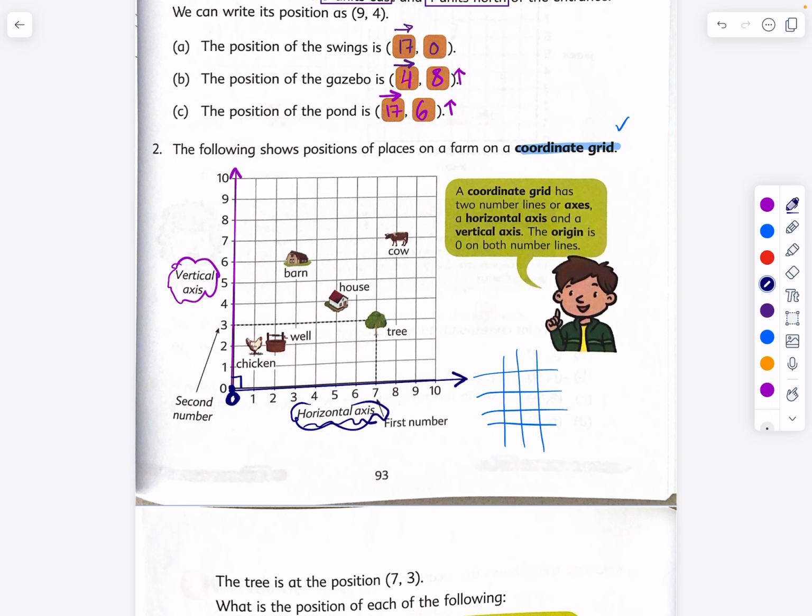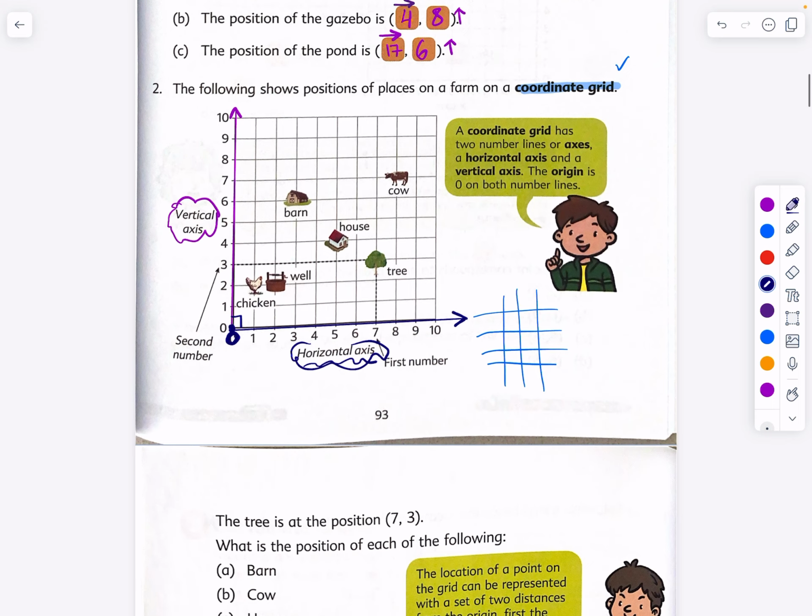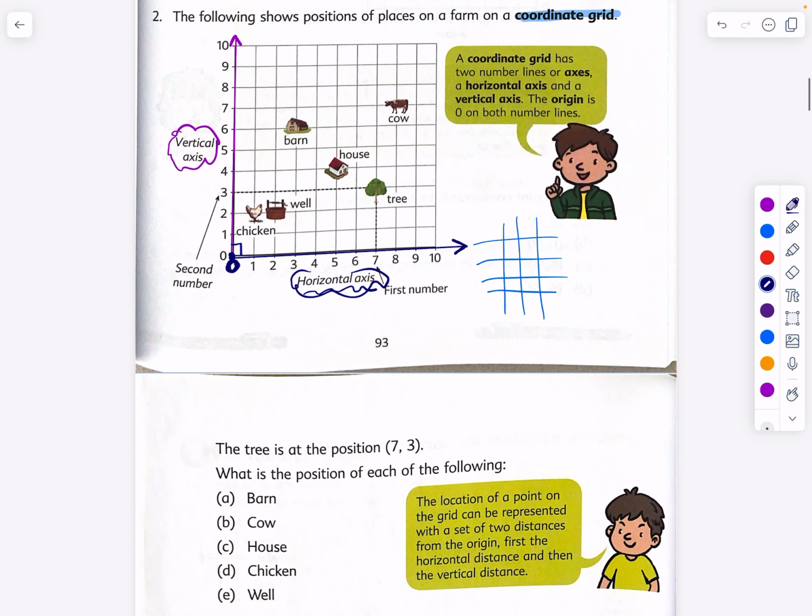So what do we have in the coordinate grid? We have a chicken that's next to the well. We have a tree and a house and a barn and a cow. It looks like a map of a farm, right? So on the next page, they're asking us to identify the locations of all these objects on our map. So I'm moving to page 94.